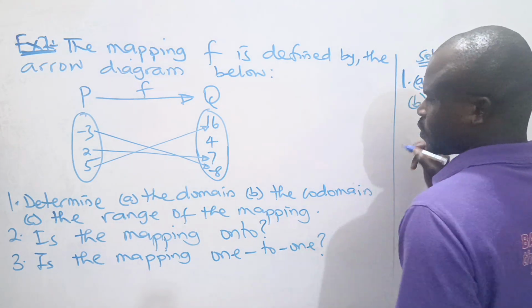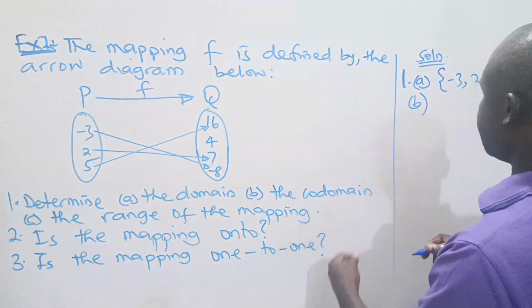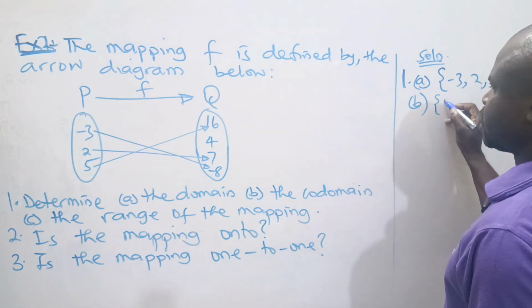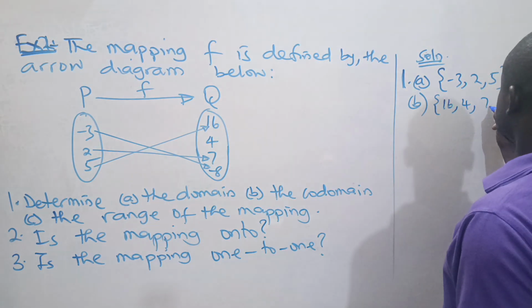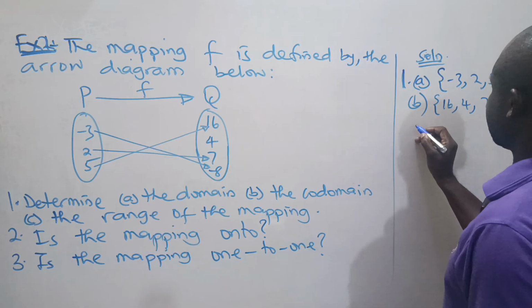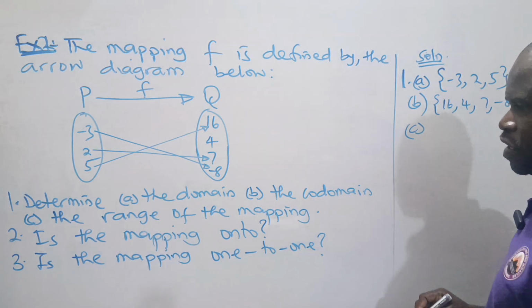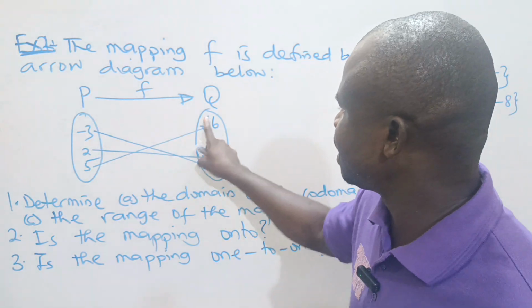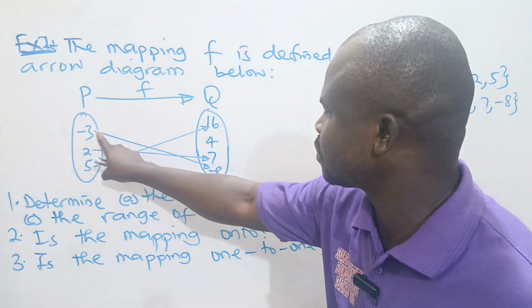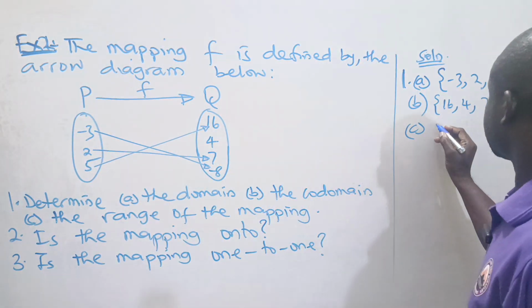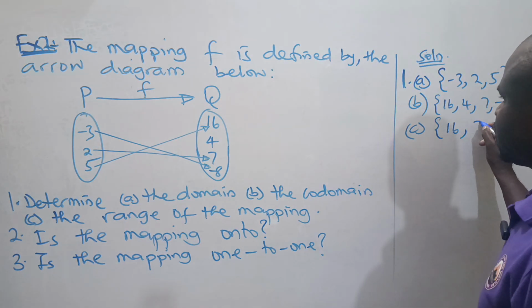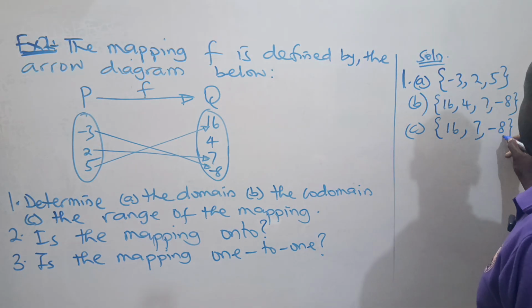Then the B part of the question, what is the codomain? The codomain will be the elements in Q, and that will be 16, 4, 7, -8. Then C, what is the range? The range of this mapping are the elements that something is being mapped into. So the range in this case will be 16, 7, and -8.